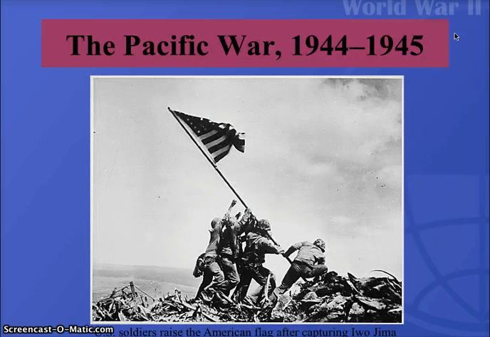So the next slide is going to talk about the war in the Pacific, which is going to rage from 1944 to 1945. You can see in the picture, these are the U.S. soldiers, raising the American flag after capturing the island of Iwo Jima, which is in the South Pacific. So let's talk a little bit about the war in the Pacific.